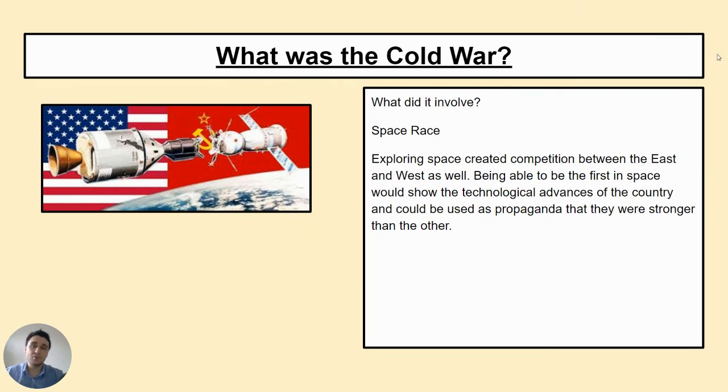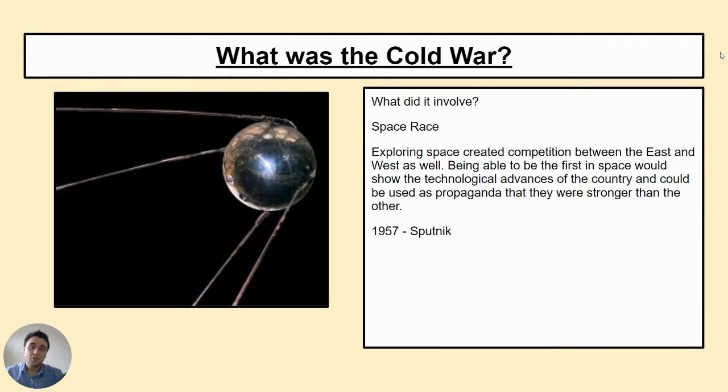Now, the space race is interesting. Let's just have a look at a few examples here. So, the first real advance in the space race was in 1957, when Sputnik, clearly a Russian name, was sent up. It's a satellite. It's about the same size as a beach ball. Very light, and it was sent up into space. So 1-0 to Russia there.